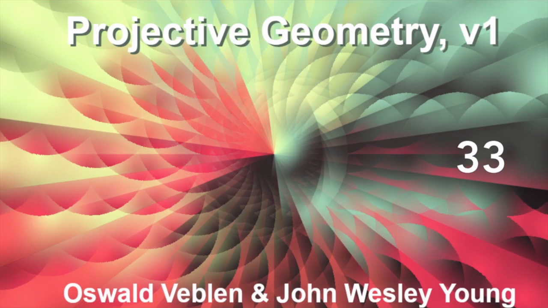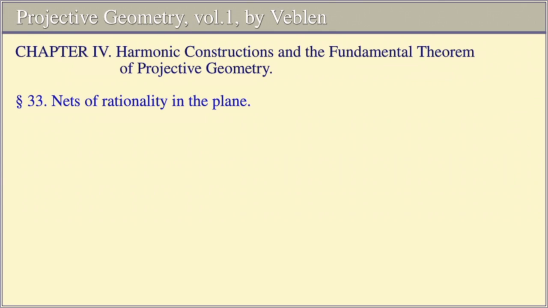Projective Geometry, Volume 1, by Oswald Veblen and John Wesley Young. Chapter 4, Harmonic Constructions and the Fundamental Theorem of Projective Geometry. Section 33, Nets of Rationality in the Plane.